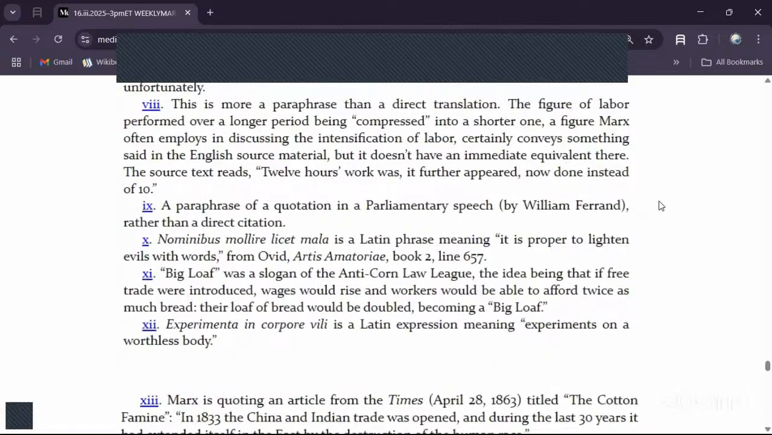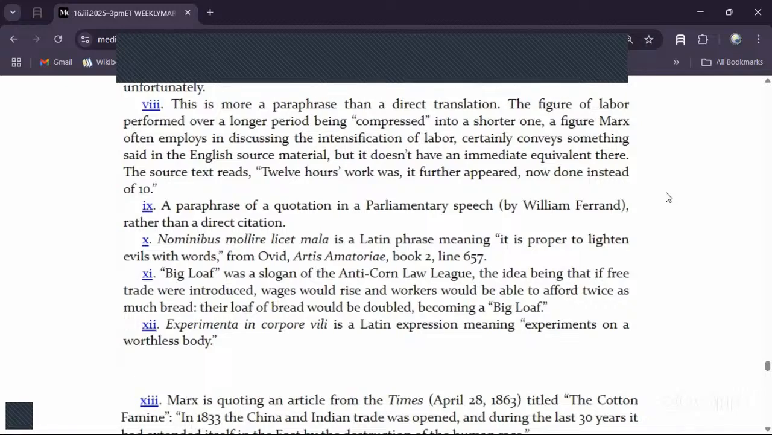Number 8, this is one of the paraphrase and a direct translation. The figure of labor performed over a long period being compressed into a shorter one, a figure Marx often employs in discussing the intensification of labor, certainly conveys something said in the English source material, but it doesn't have an immediate equivalent here. That is, the source text reads, "12 hours work was, it further appeared, now done instead of 10."